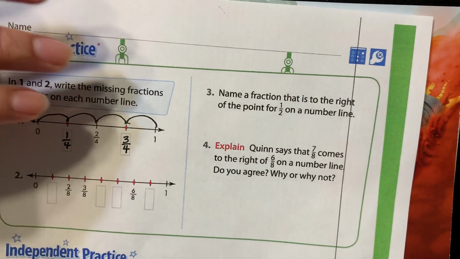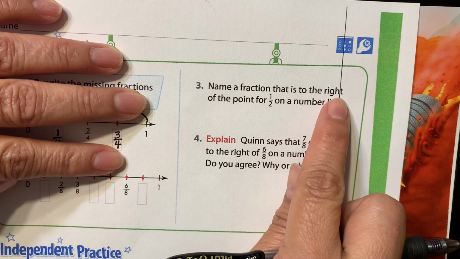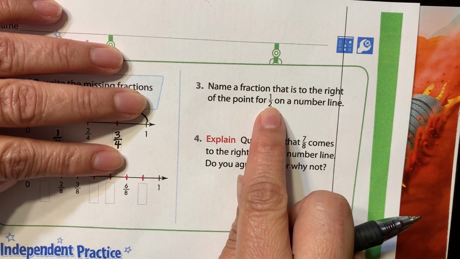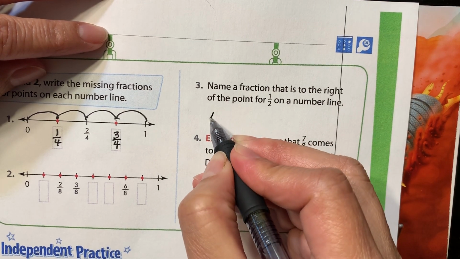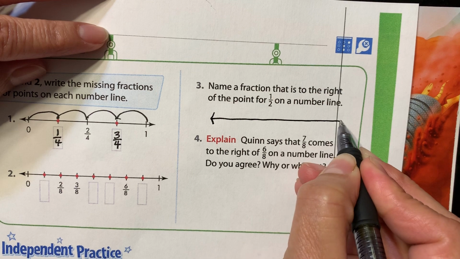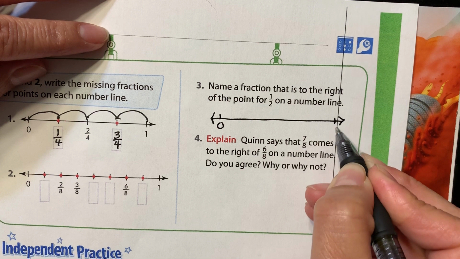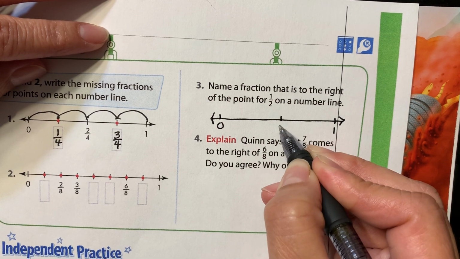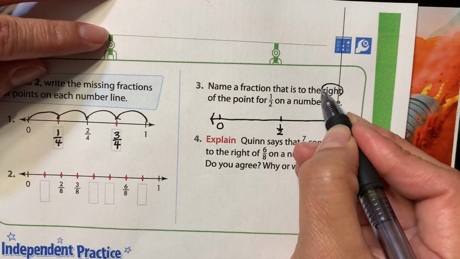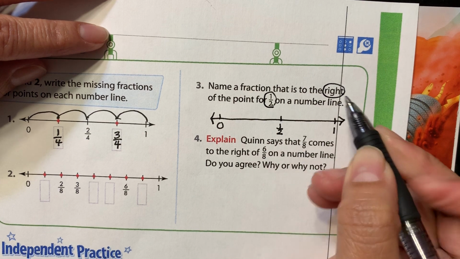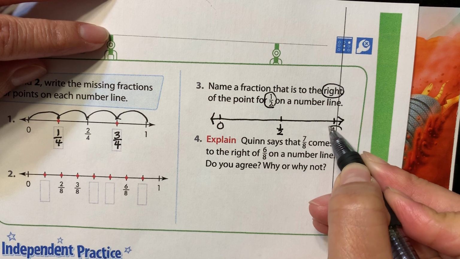On number 3, let's read the directions on that one. It says, name a fraction that is to the right of the point for 1/2 on the number line. Okay, so if you draw a number line and you cut your number line in half, which is about here, remember we do start with 0 and we end in 1, and it is 1/2. What they're asking you again, tell me the point to the right of the 1/2 on the number line. So this is my left and this is my right, and so my point is 1.